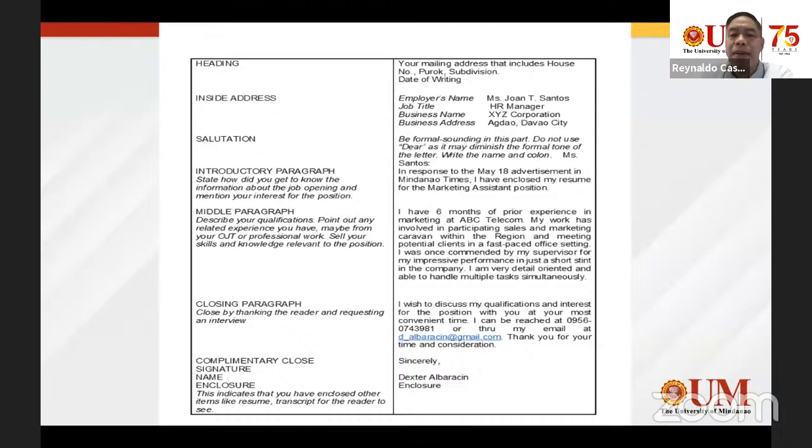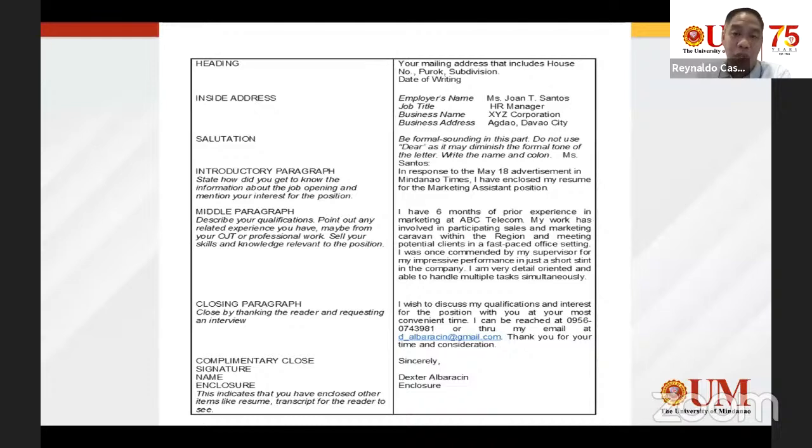The closing paragraph, you close your letter by thanking the reader and that you request for an interview, no? Okay? So you can say there that I wish to discuss my qualifications and interests for that position with you at your most convenient time. I can be reached at. So your contact number and your email address are very important, no?